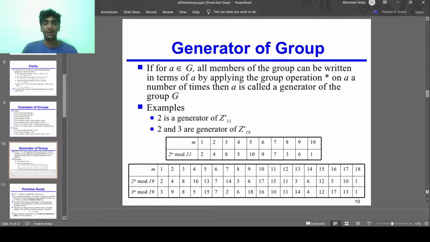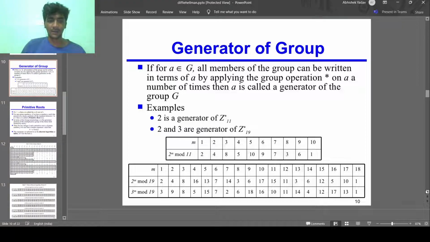So if A belongs to a group G, and all members of the group can be written in terms of A by applying the group operation star a number of times, then A is called a generator of the group G. For example, let's say 2 is a generator of Z star 11, and 2 and 3 are generators of Z multiplication modulo 19.